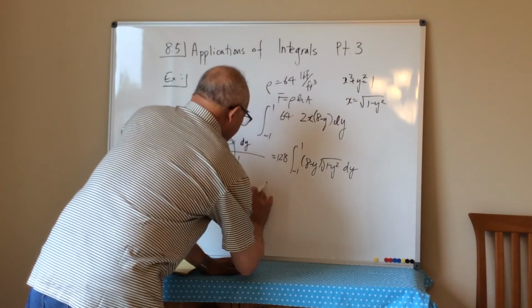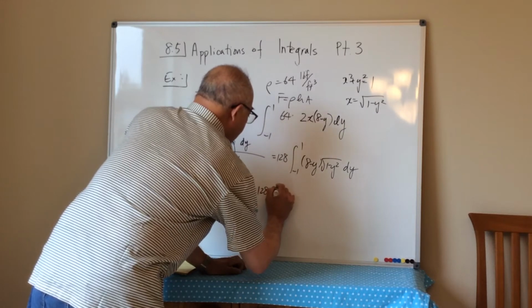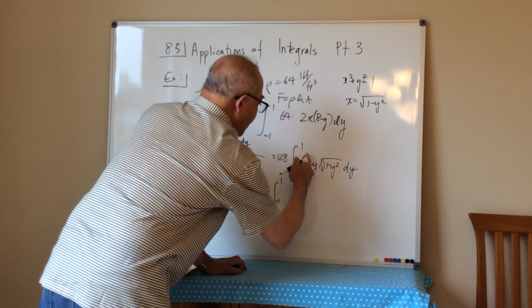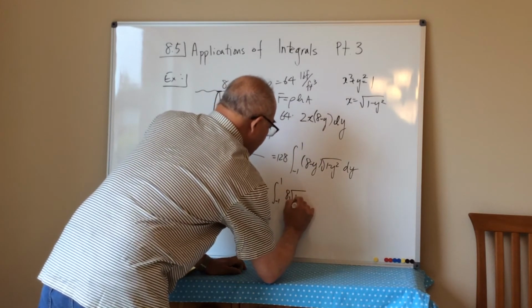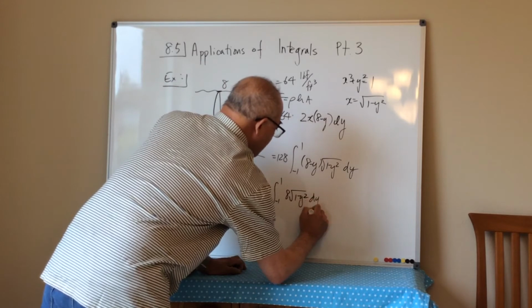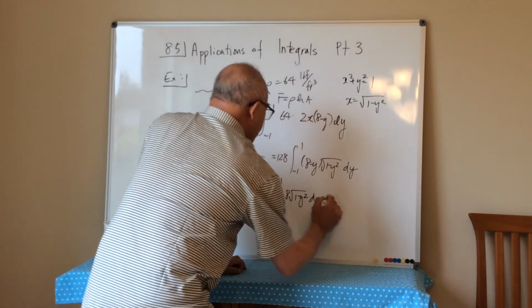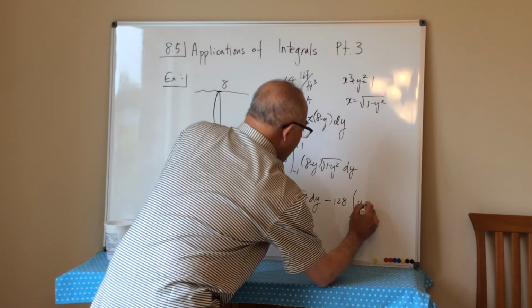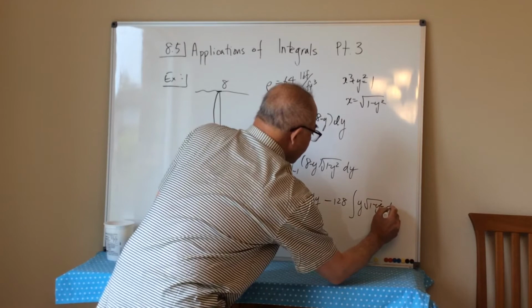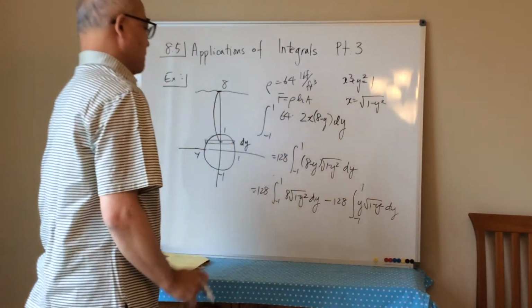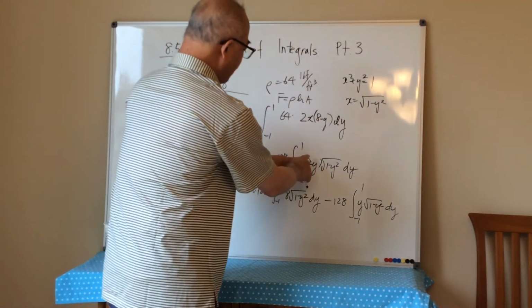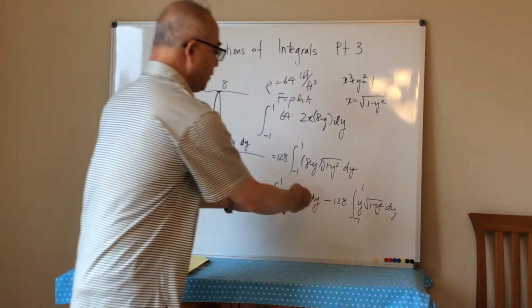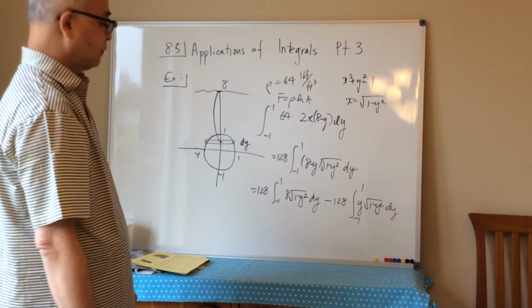So let's see what happens. Let's take a look at this. I get 128, from negative 1 to 1. If I do the 8 first, 8 times root 1 minus y squared dy. And then I'm also going to have to subtract 128 times the integral of y times root 1 minus y squared dy. I just multiplied that out and separated them into two separate integrals.